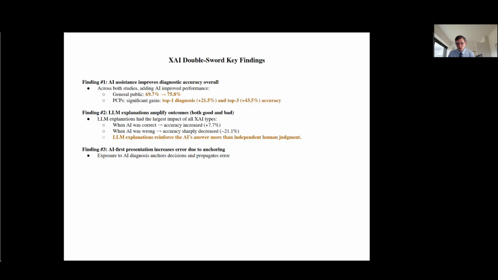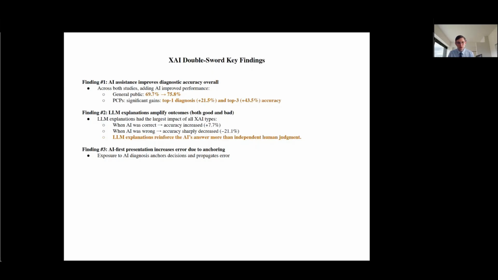And that's why this paper is called the double-edged sword, because the LLM explanations reinforce the AI's answer more than the independent human judgment. And so what that means is that when the AI prediction is correct, the physician or the person selecting the answer or writing down the answer, the accuracy increased by an average around 7%. However, when the AI was wrong, the human selected the incorrect answer much more frequently. So it really decreased it by 21%.